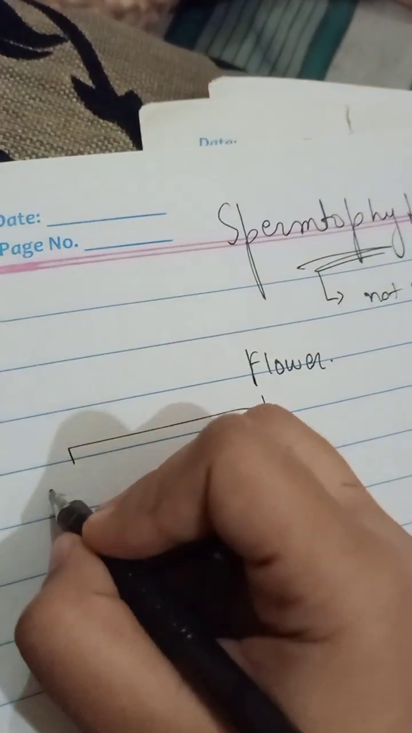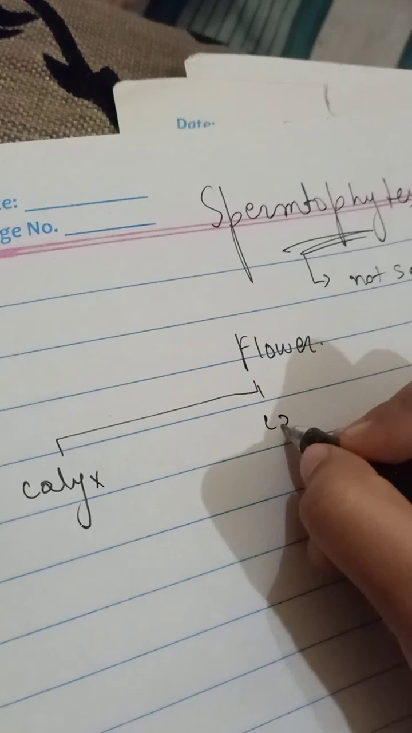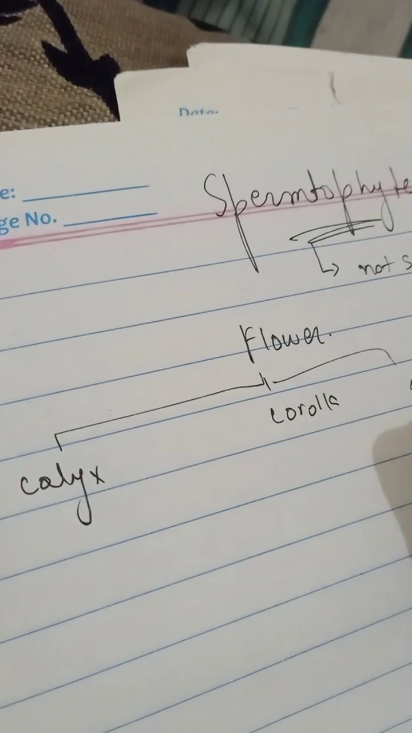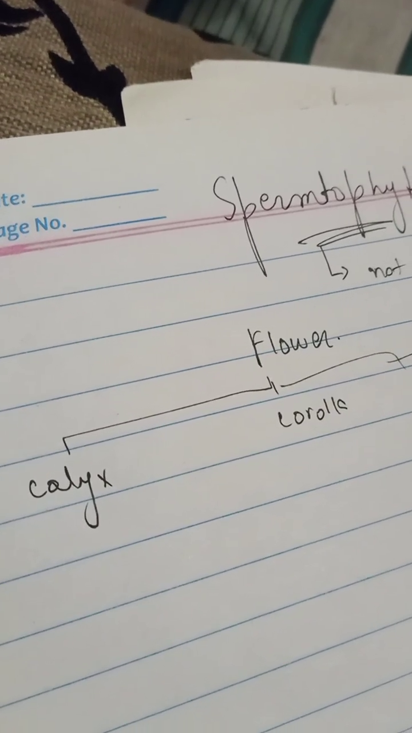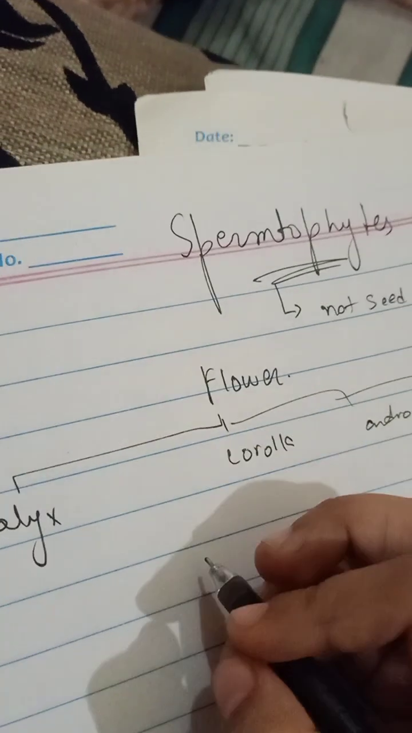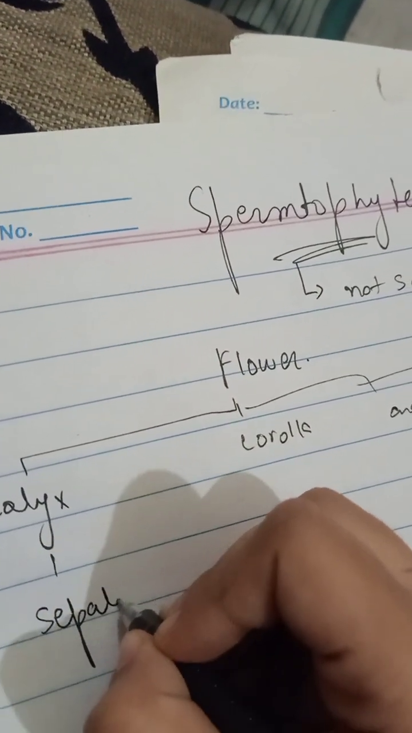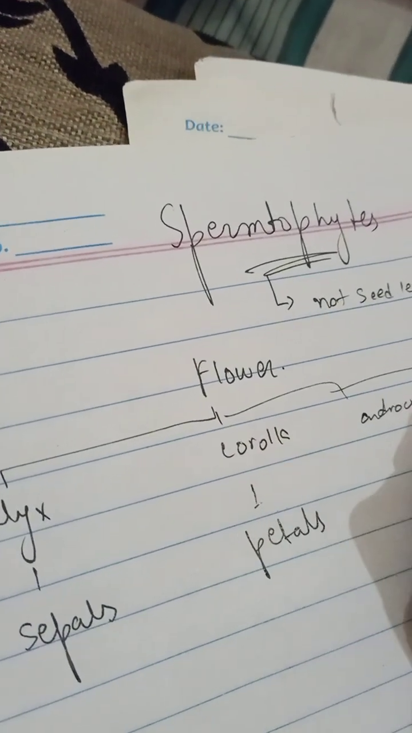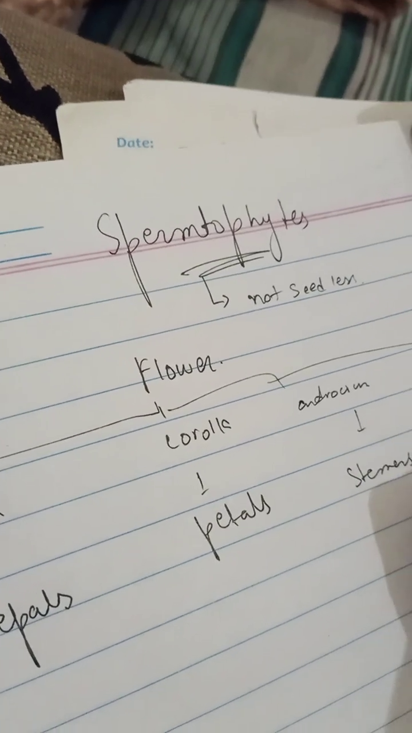A flower has four parts. First is the calyx, second the corolla, third the androecium, and fourth the gynoecium. The individual unit of the calyx is the sepals. The individual unit of the corolla is the petals. The individual unit of the androecium is the stamens, and of the gynoecium is the carpel.